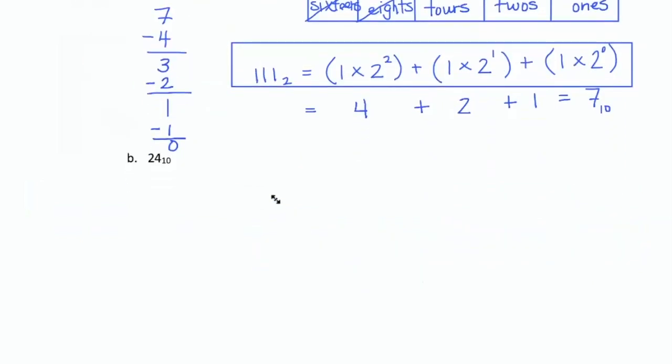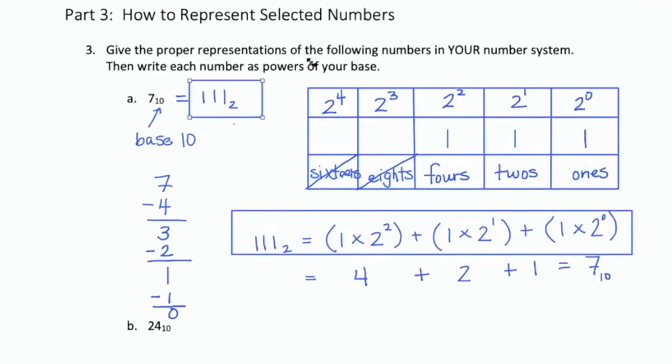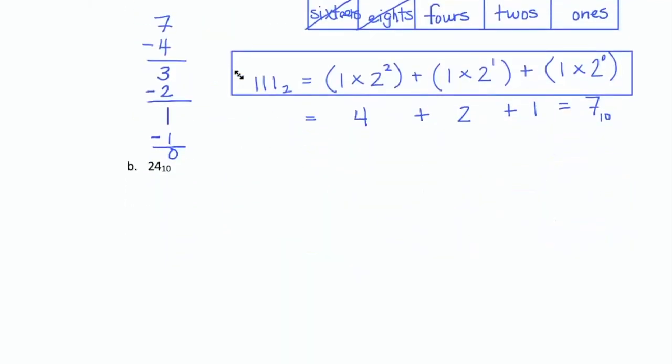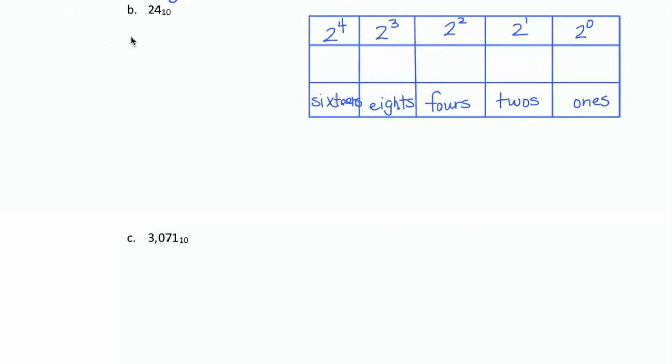All right, now what about the number 24 in base 10? What would that look like in base 2? And remember, the only digits I'm allowed to use are zeros and ones. So it's going to be some combination of the numbers 0 and 1. I'll start with the same table I used in the last example. I begin with the number 24.